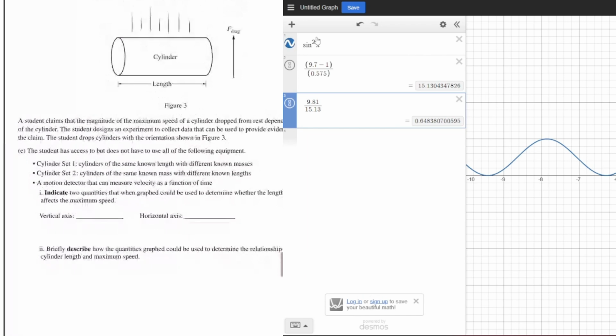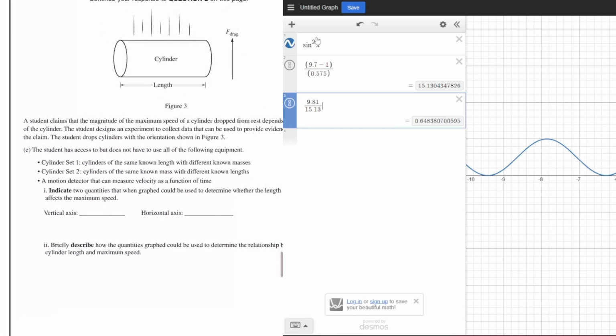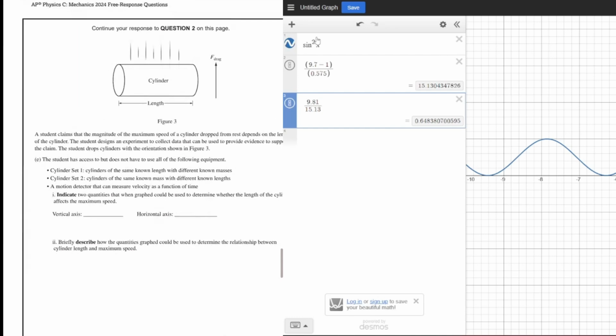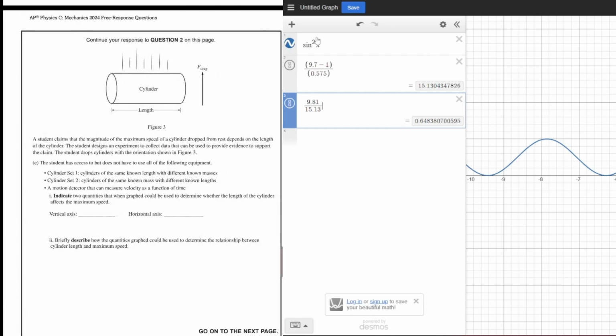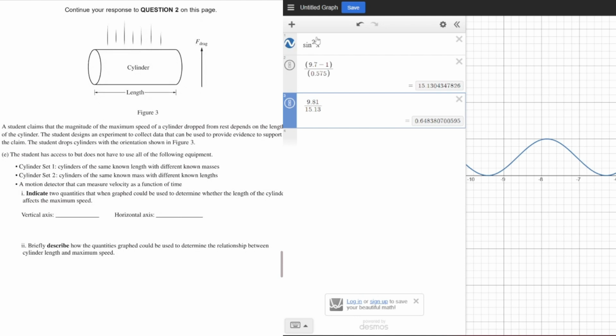Is that okay? The torque questions after this, great. So a student claims that the magnitude of the maximum speed of the cylinder dropped from rest depends on the length of the cylinder. The student designs an experiment to collect data that can be used to provide evidence to support the claim. The student drops cylinders with the orientation shown in figure 3. They have access to cylinder set 1 of the same known length but with different masses, and the same known masses but with different length.